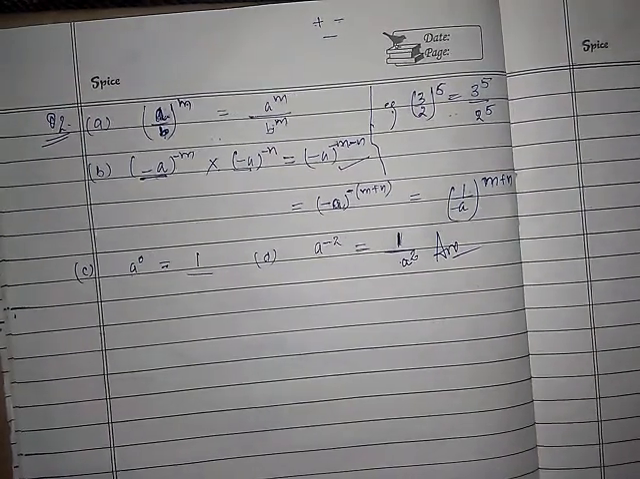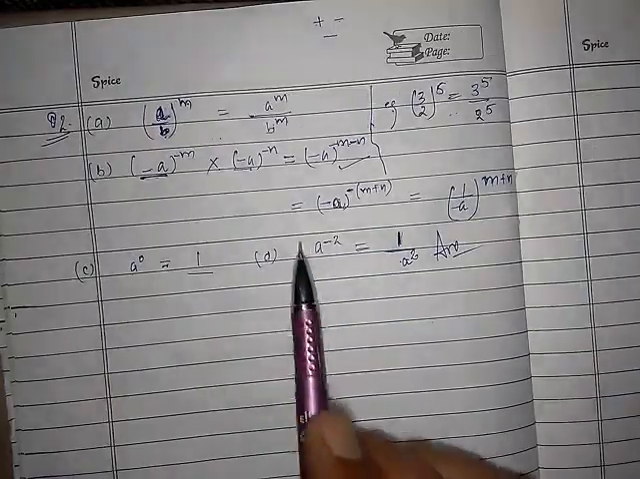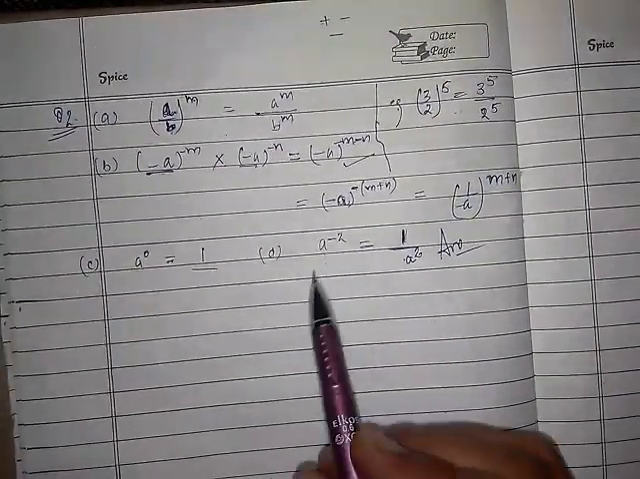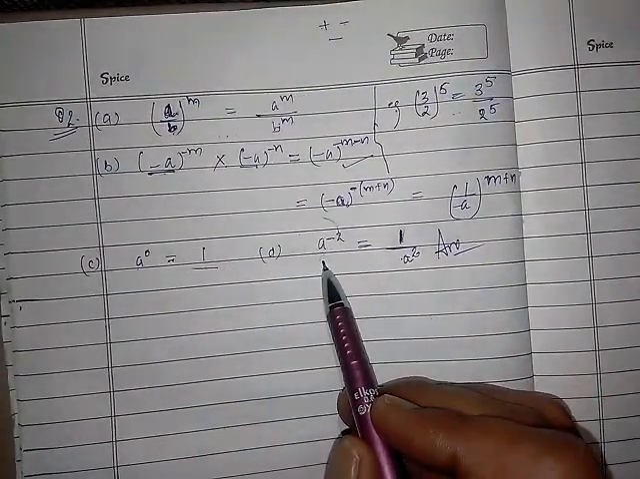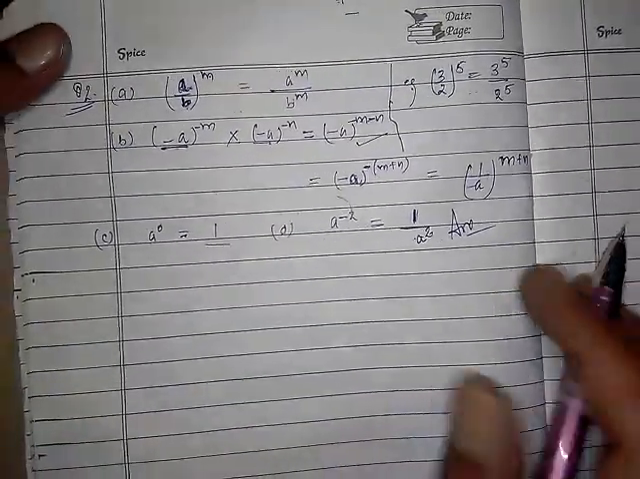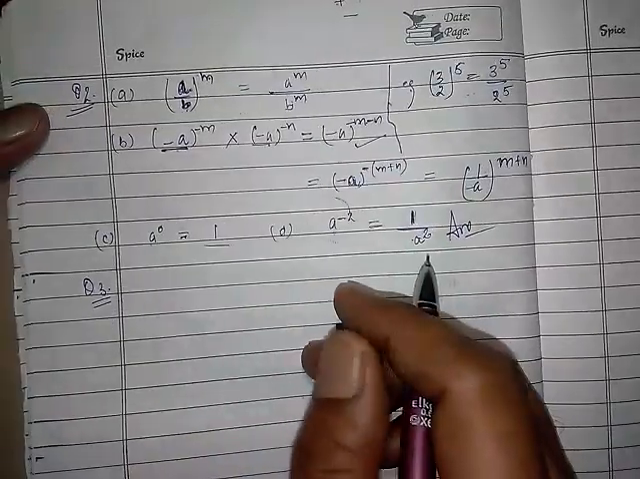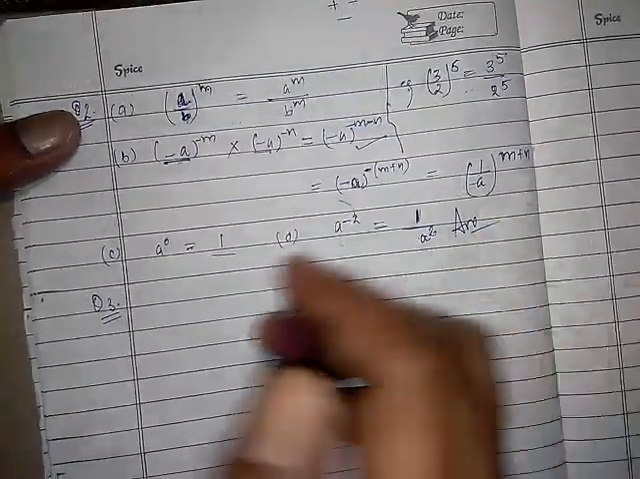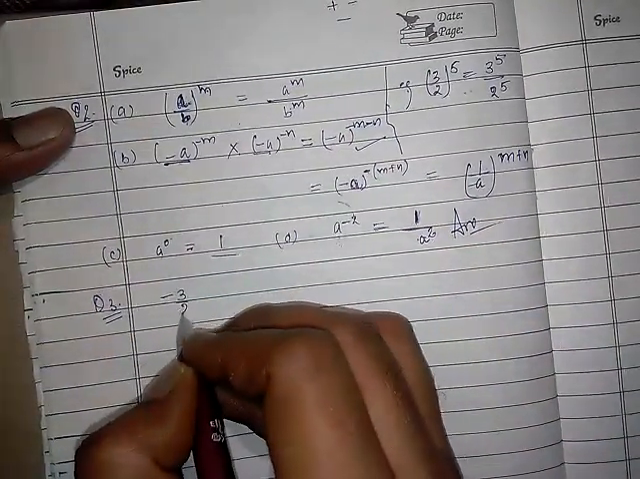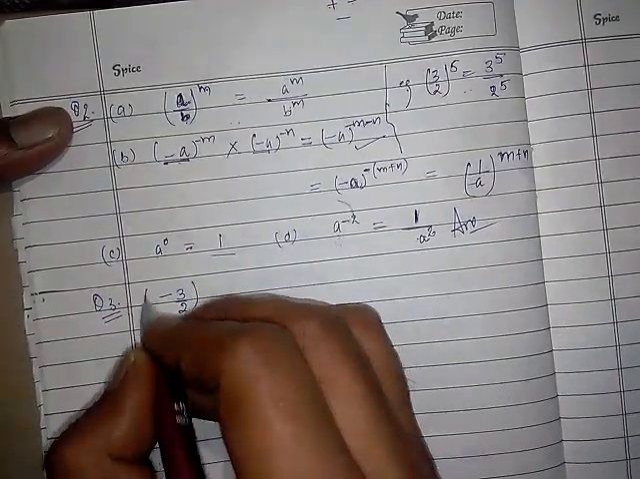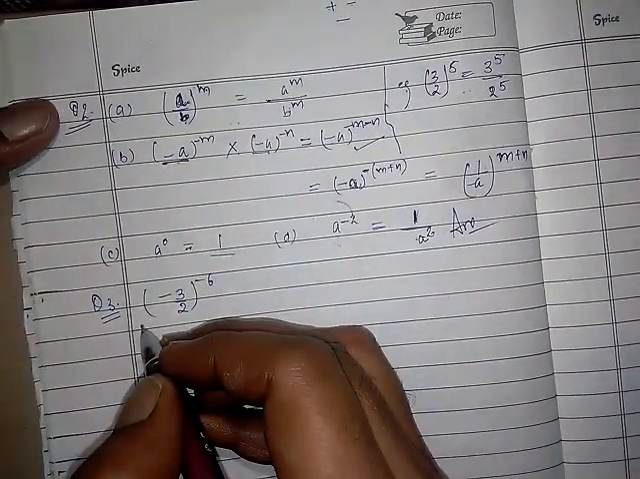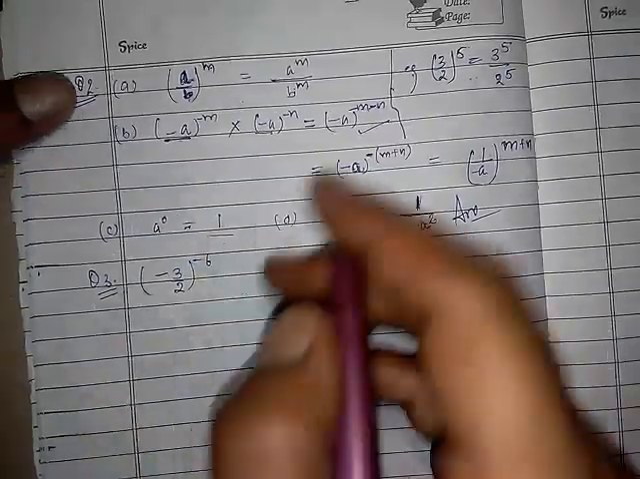Now next, question number 3 is totally based on the D part. So wherever we have ended our question number 2, from there we will start our third question. Come here. Question number 3, that is express the following numbers with positive exponents. So the first part is minus 3 upon 2 whole raised to the power minus 6. So how will you solve it?